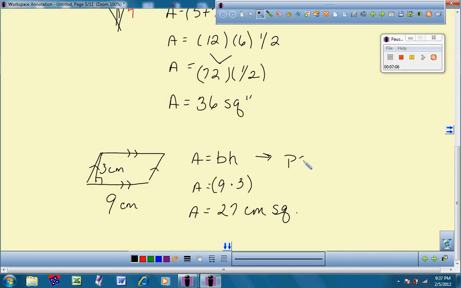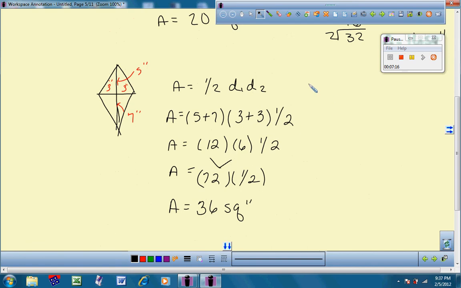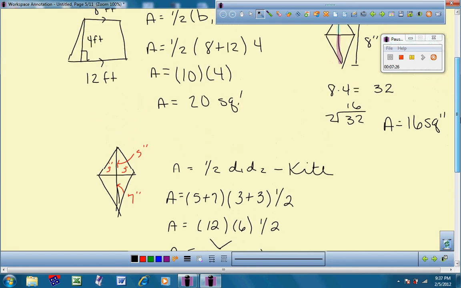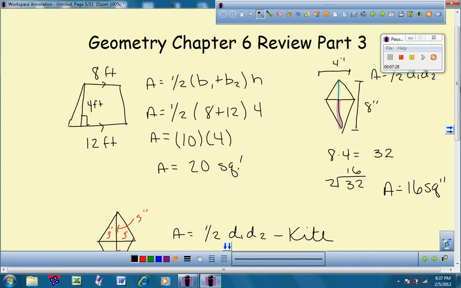This is for a parallelogram. And this one was for a kite. Area is equal to 1/2 the product of the diagonals. And this example here was for a trapezoid.